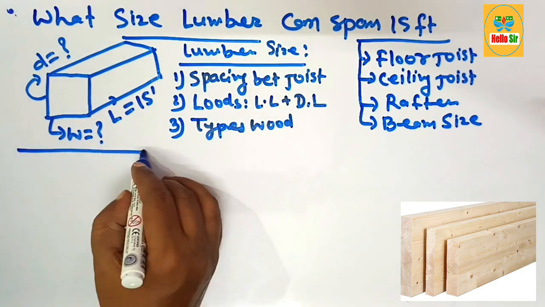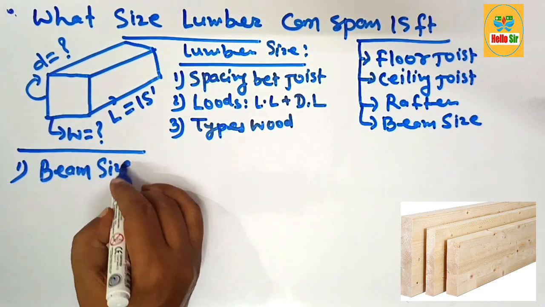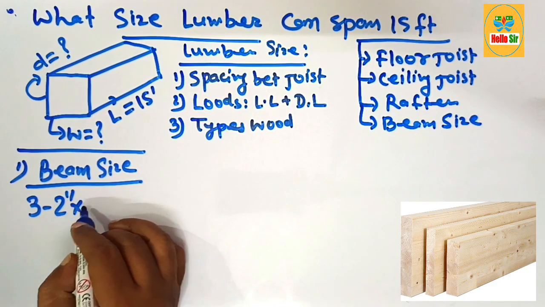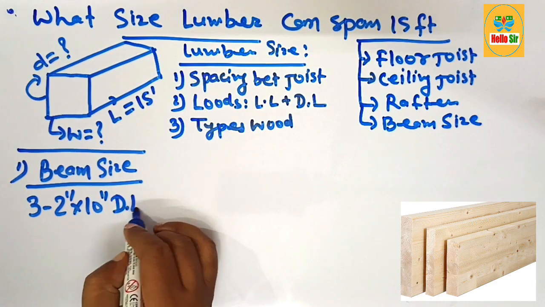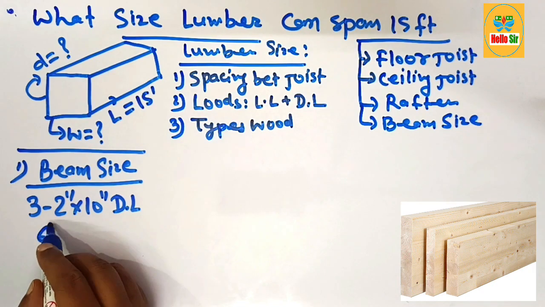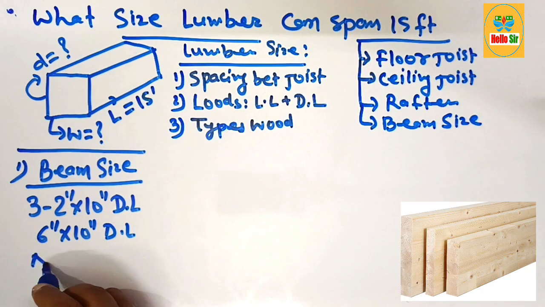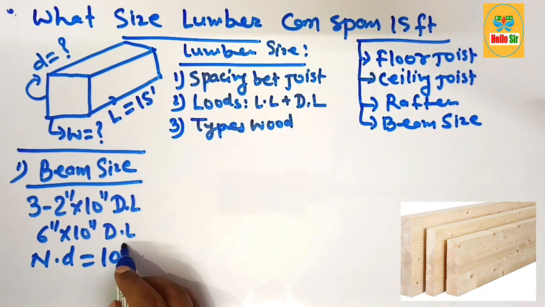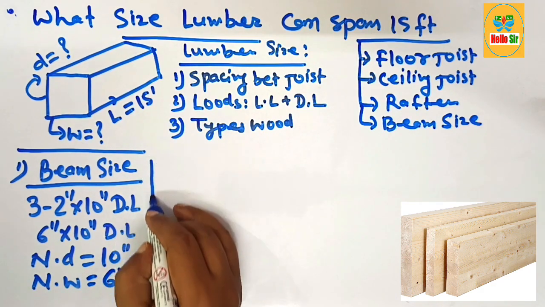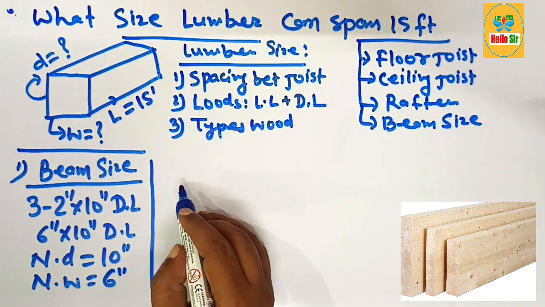First, understand about what will be the beam size required to span 15 foot distance. You can use either 3 pieces of 2 inch by 10 inch dimensional lumber as wood beam required to span 15 foot distance. It can also be written as 6 inch by 10 inch dimensional lumber, in which the nominal depth is about 10 inches and the nominal width of beam is about 6 inch. It means 3 pieces of 2 inch by 10 inch dimensional lumber can span 15 foot distance.